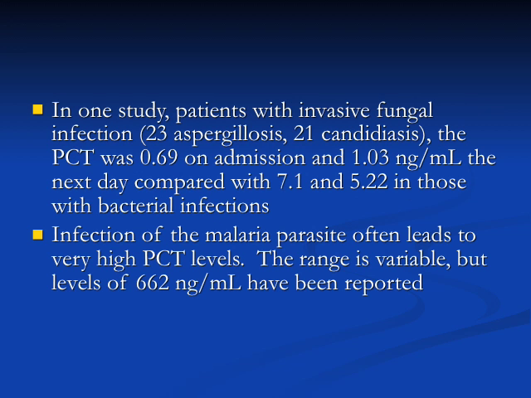Malarial infections often lead to very high procalcitonin levels, to the extent of even exceeding those of bacteria, with ranges that are variable, but levels of 662 have been reported in some cases. That's the cutoff for malaria.